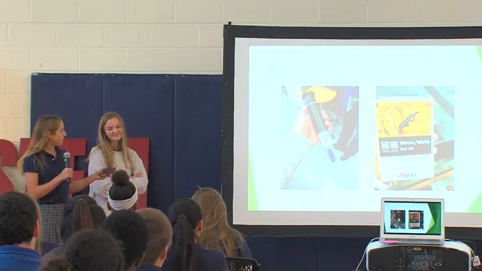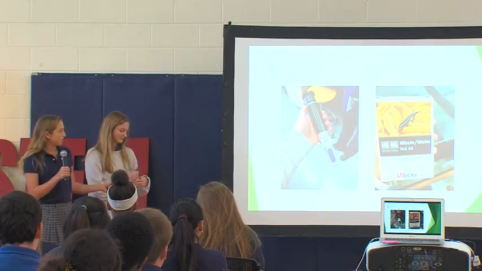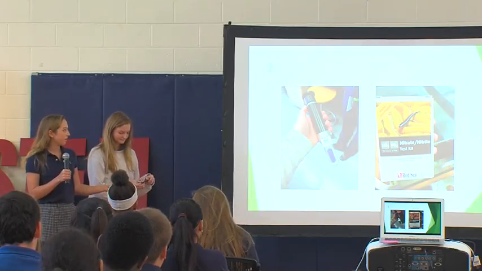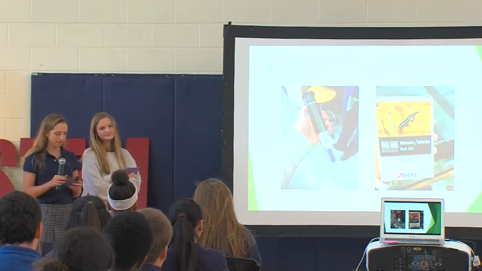So on the left here is a salinity refractometer. It measures the levels of salt in the water, and on the right is a nitrite test kit, which we'll talk about in a little bit.